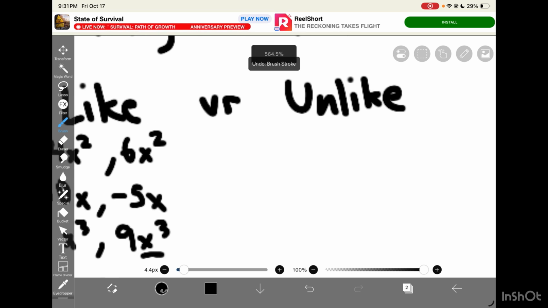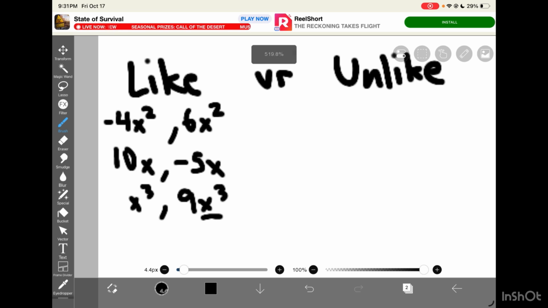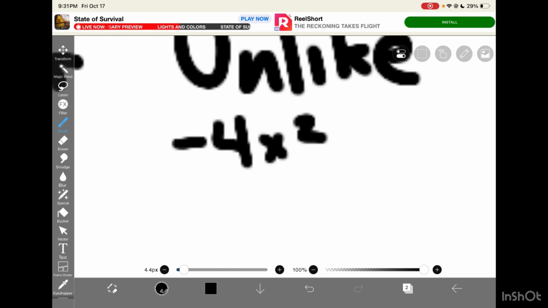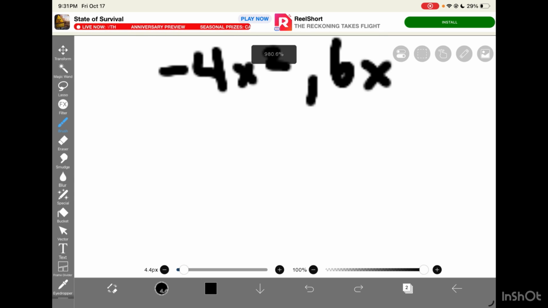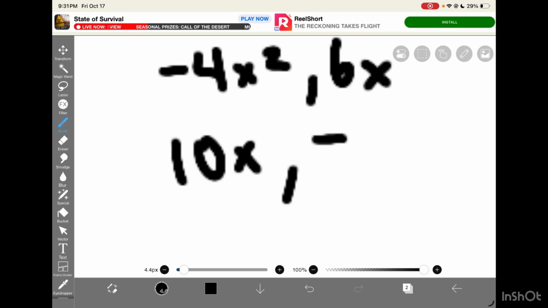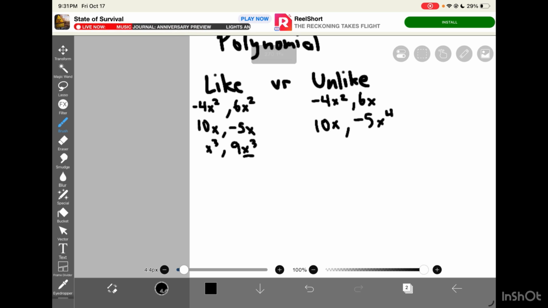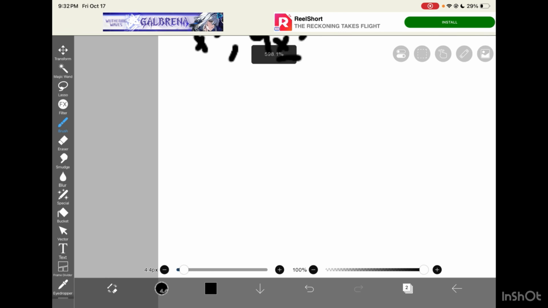However, there's also something called unlike terms, which have either different variable letters, like x or y, or different exponents, like negative 4x squared and 6x. Although they use the same x, one is squared and one is not, so they're not like terms. Another one is 10x and negative 5x raised to 4. Once again, different exponents. It's pretty self-explanatory. So using these like and unlike terms, you can actually simplify the following expressions.